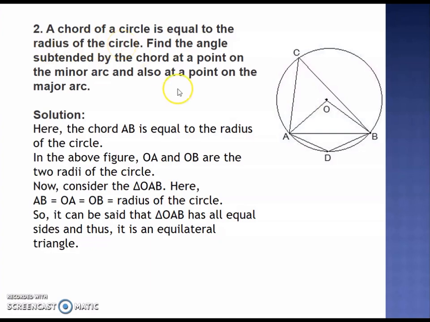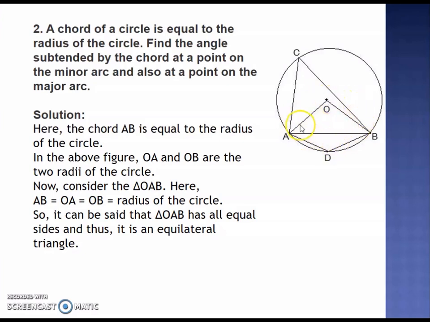A chord of a circle is equal to the radius of the circle. Find the angle subtended by the chord at a point on the minor arc and also at a point on the major arc. So first you will draw the figure like this. Chord, suppose I am assuming AB is the chord and AO and OB, they are the radii. Now what can you say about this triangle AOB? Already we know that AO and OB are equal because they are radii of the circle. So they are equal. And it is already given that AB, this chord is also equal to the radius.